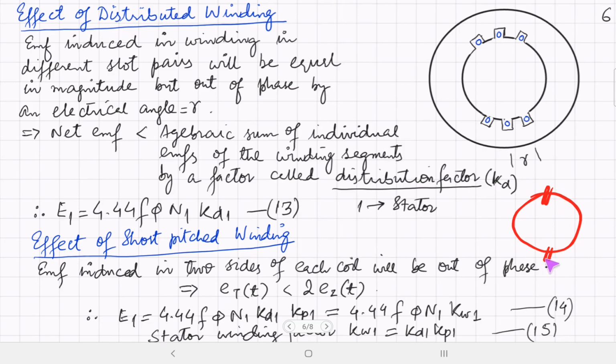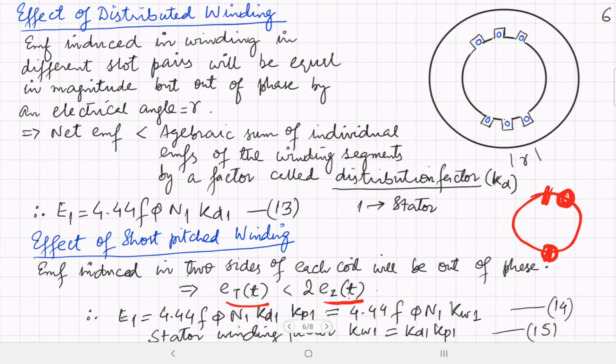But if we use a short pitched coil, what will happen? If we have one conductor of a turn here, another conductor will be somewhere here. Therefore, again, the EMFs induced in the two sides of each coil will be out of phase, and therefore the net EMF in each turn will be lesser than twice. We cannot multiply it simply by 2, so it will be lesser than twice the EMF induced in each conductor.